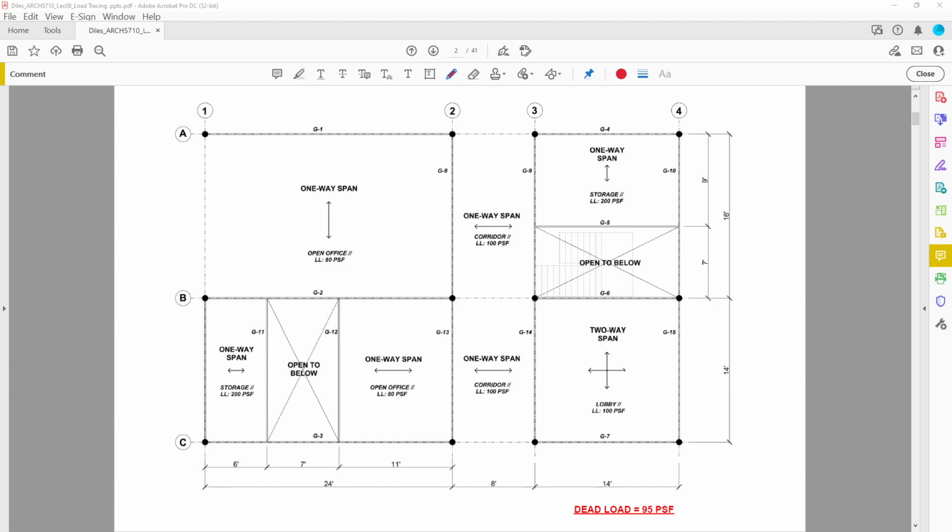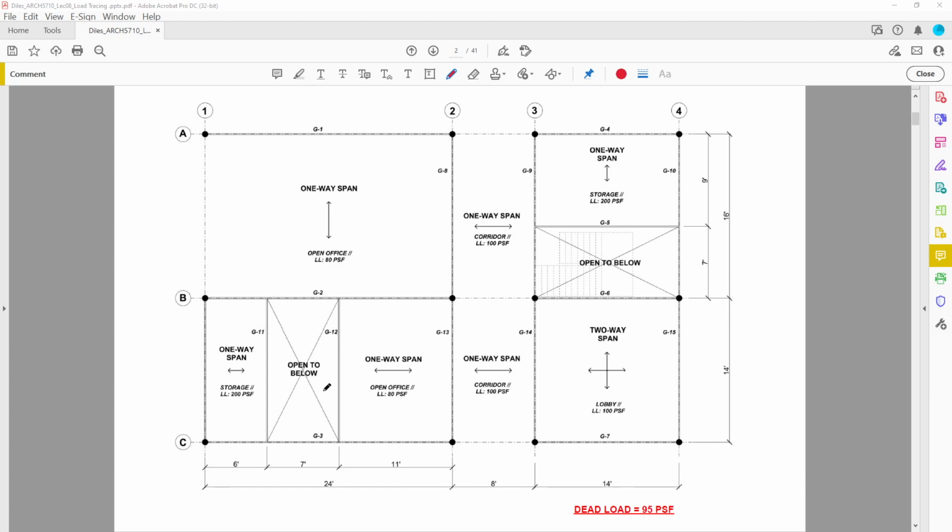Here's our framing plan, and this plan has several different types of spaces. It's the plan of an office building. We have open office spaces. We have storage spaces, lobby spaces, and corridors. We also have different types of spans. Most of the spaces are one-way spans going in different directions. We also have a two-way span in the southeastern corner of the project.